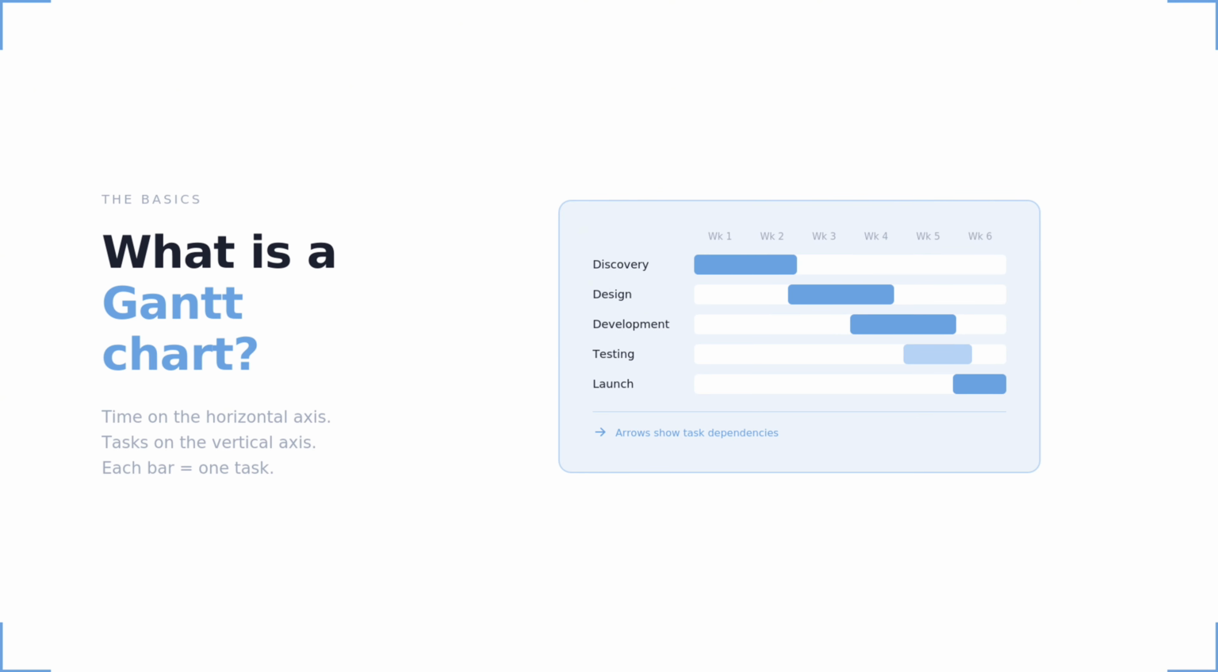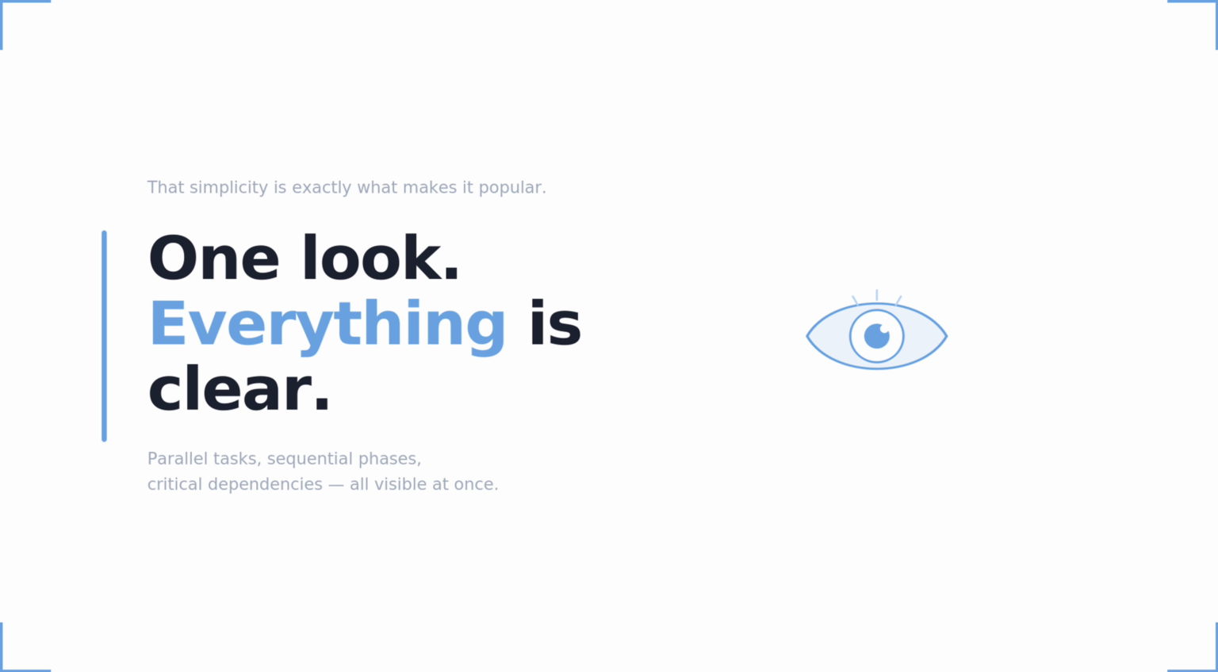A Gantt chart is a visual planning tool. The horizontal axis is time. The vertical axis is tasks or project phases. Each task is shown as a bar, with a start, an end, and a duration. If one task depends on another, there's an arrow connecting them. It looks simple at first, and that simplicity is exactly what makes it so popular. You look at the chart and immediately see what's running in parallel and what's sequential. You also see where the critical dependencies are and whether the project is on track to hit the deadline.